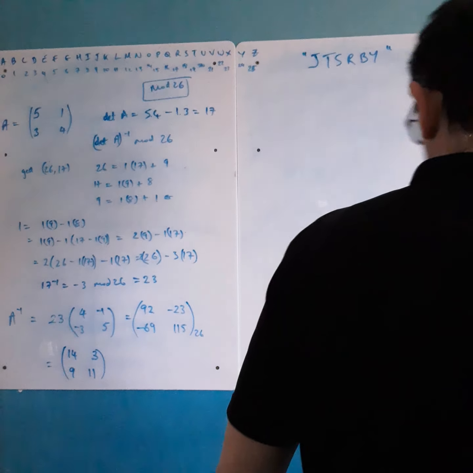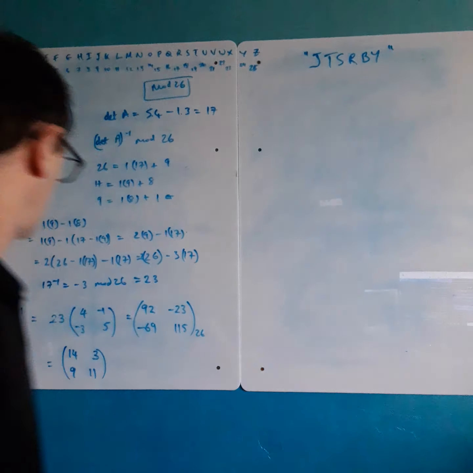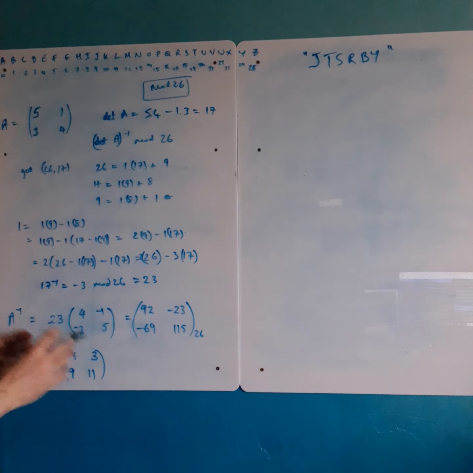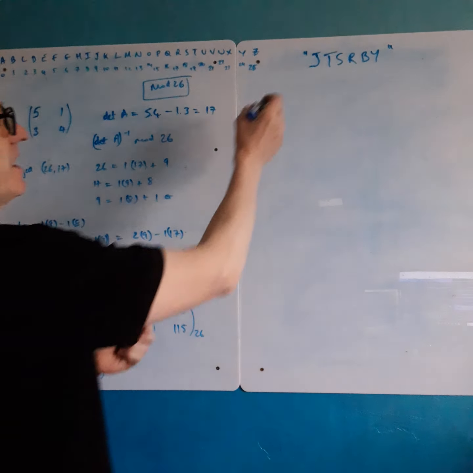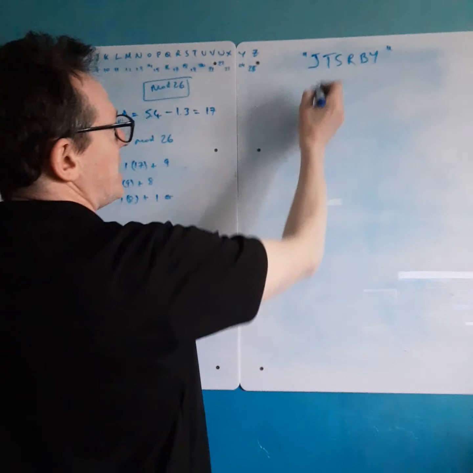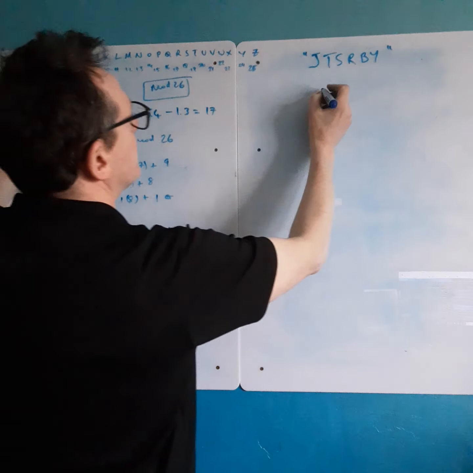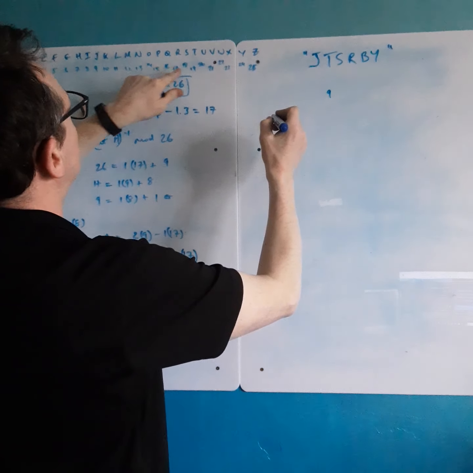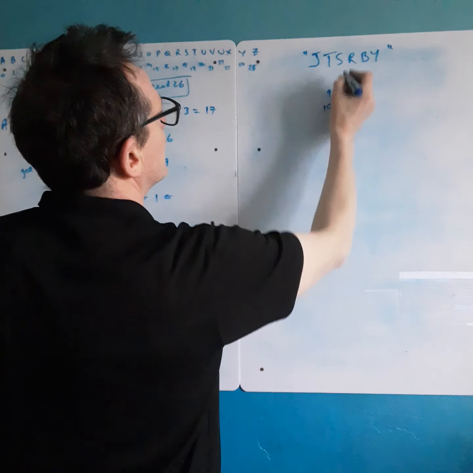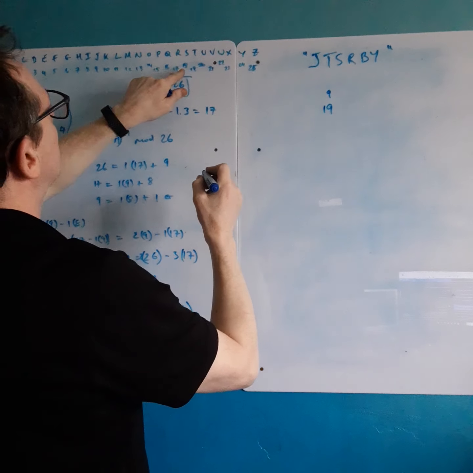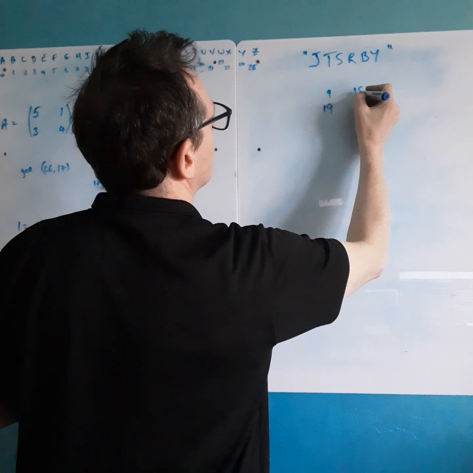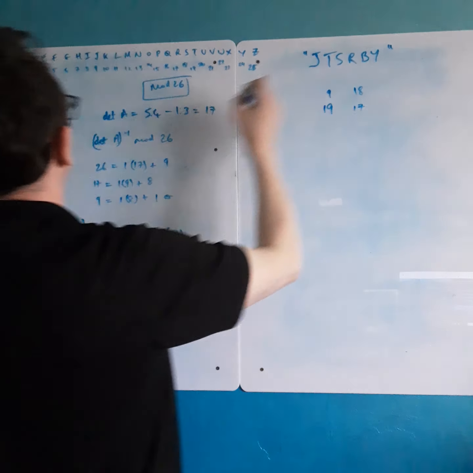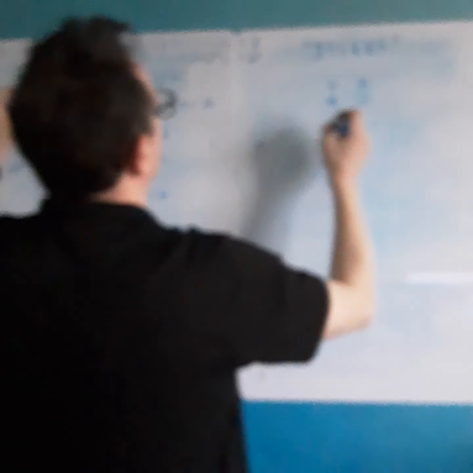Okay, so the next thing is we need to multiply this by our ciphertext. That's our decryption matrix. So we've got to take our ciphertext and put in JT. So J is 9 and T is 19. SR is 18 and 17. And BY is 1 and 24.